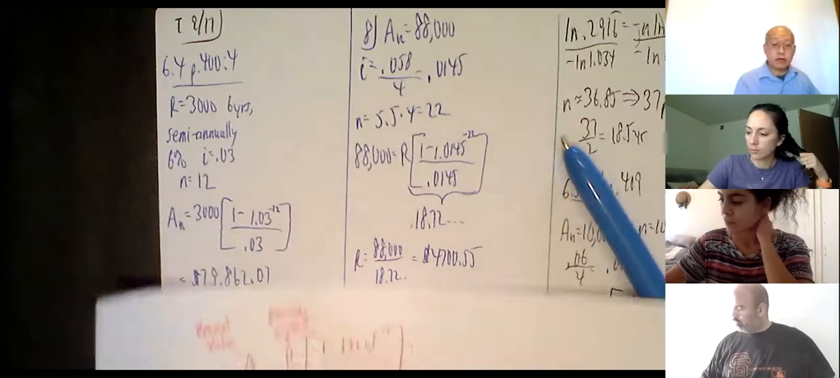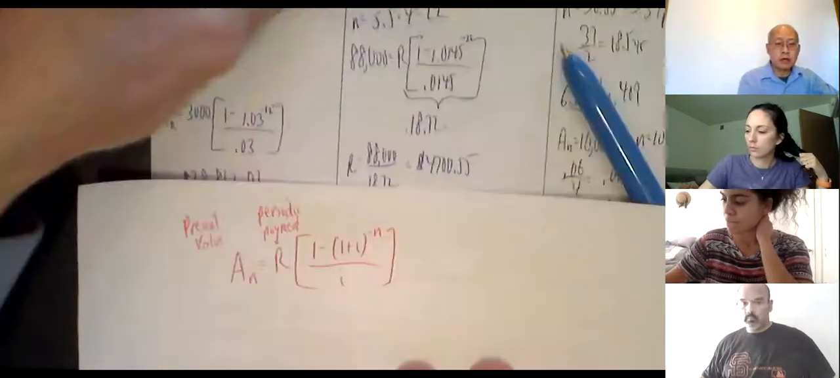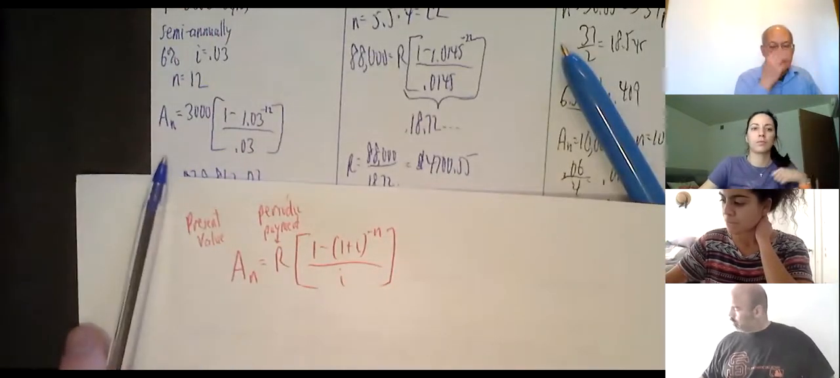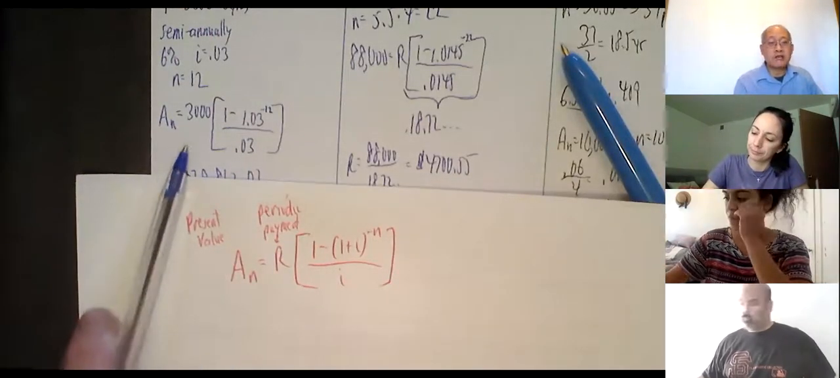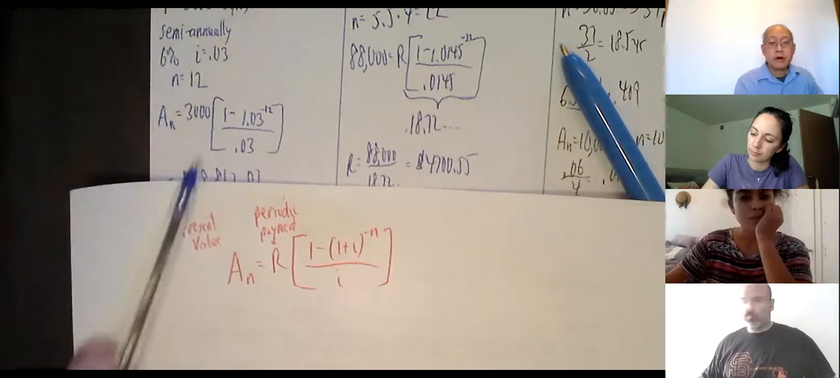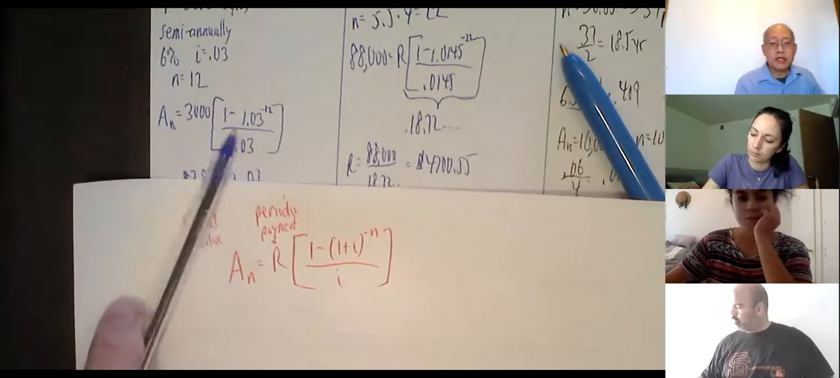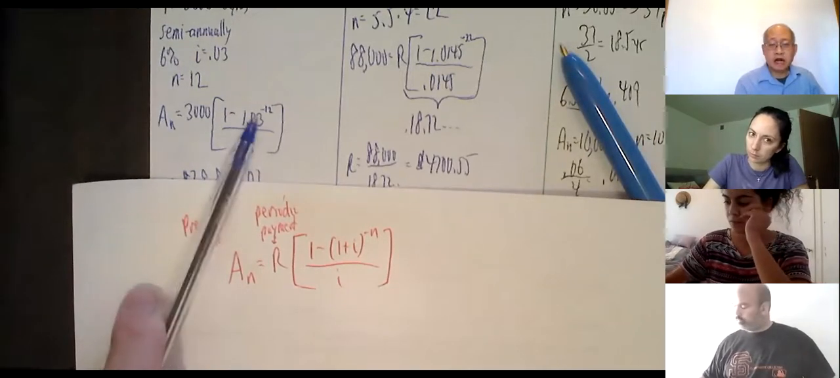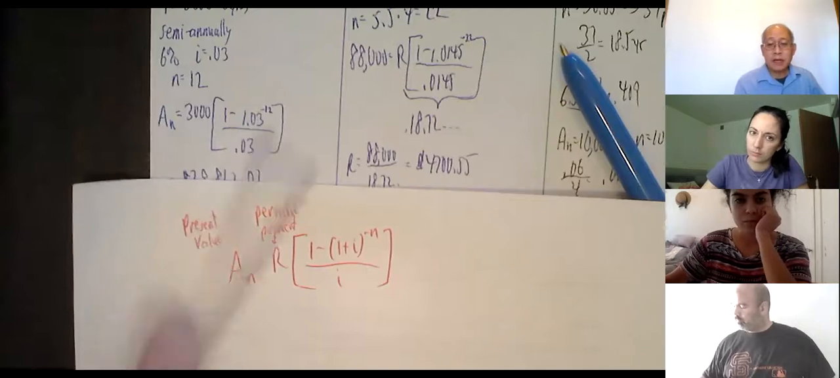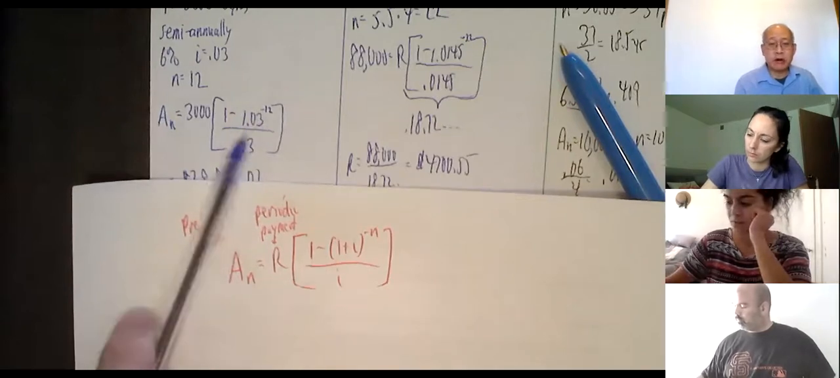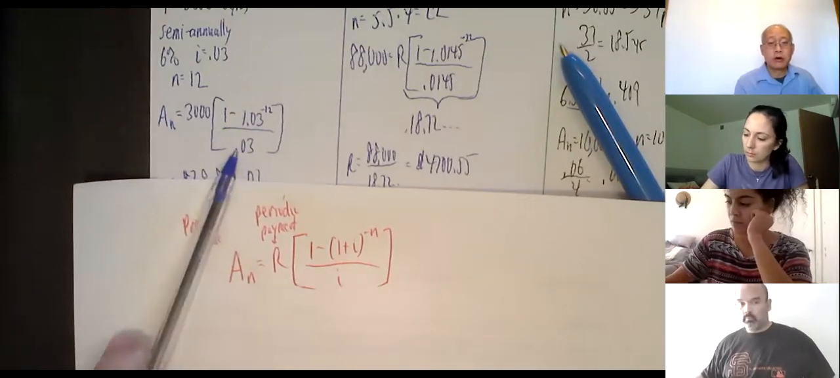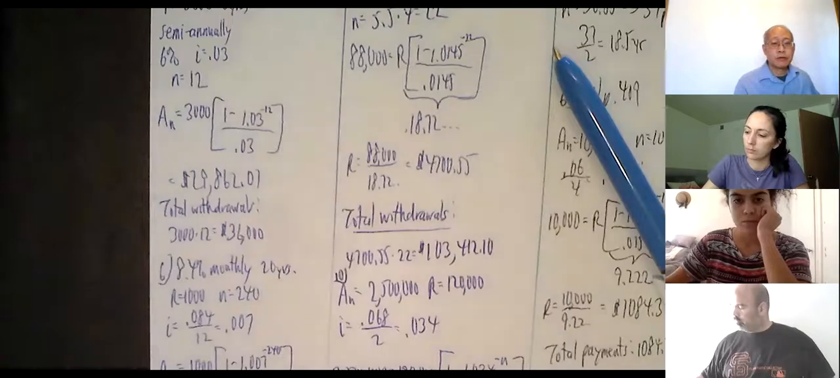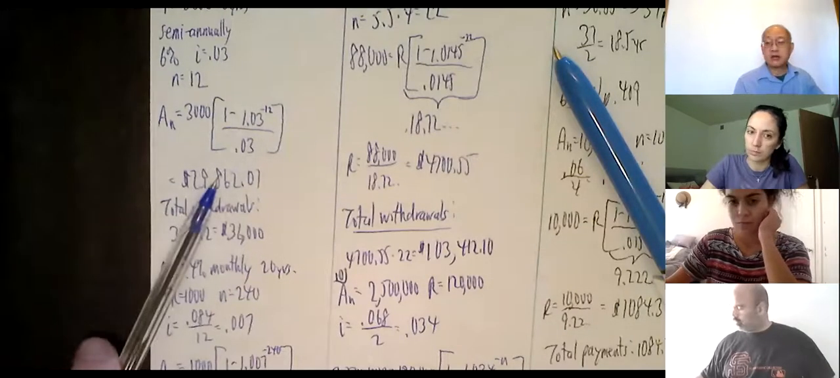So I just throw everything right into the formula. So A sub n is R. They give me that as 3,000. 1 minus 1 plus I, 1.03. And careful, it's to the negative n by formula. So it's to the negative 12th power divided by 0.03. Okay, and this is the answer that they got.